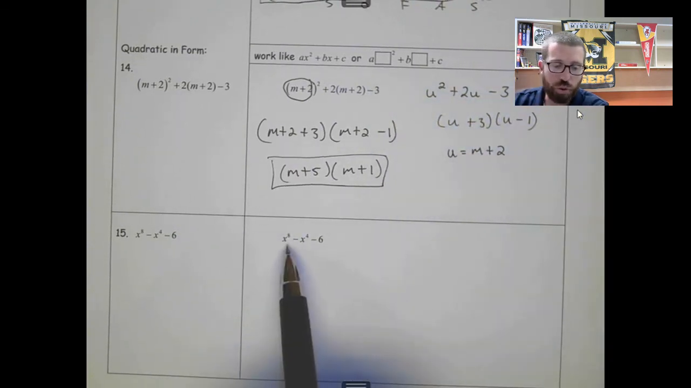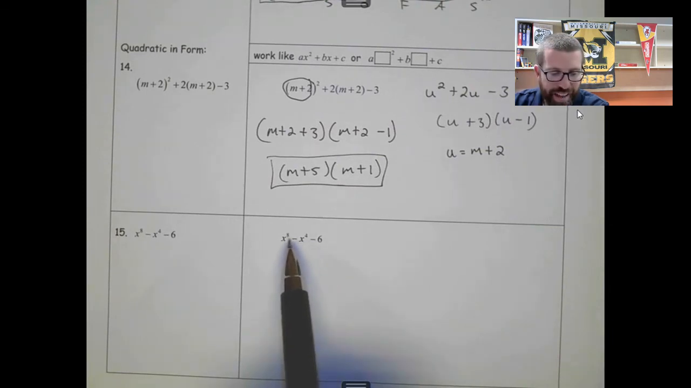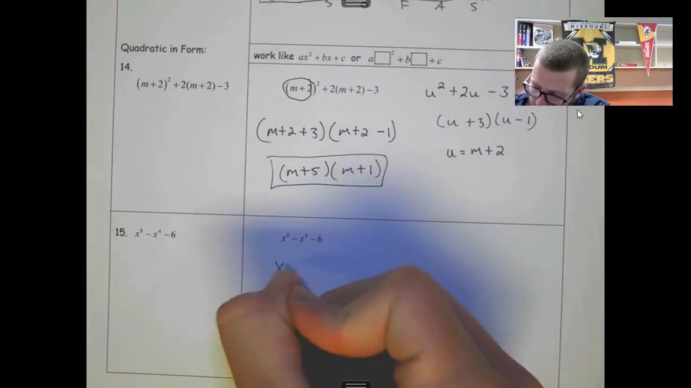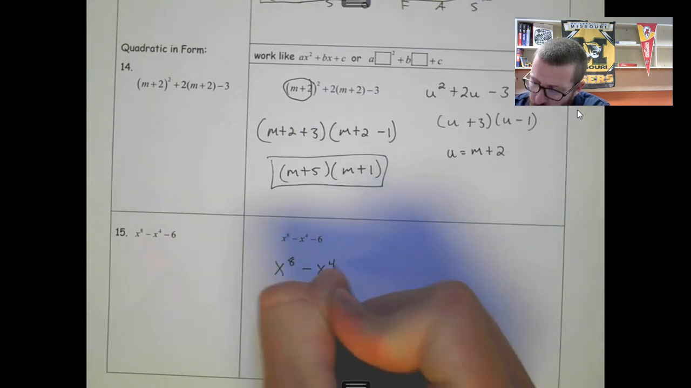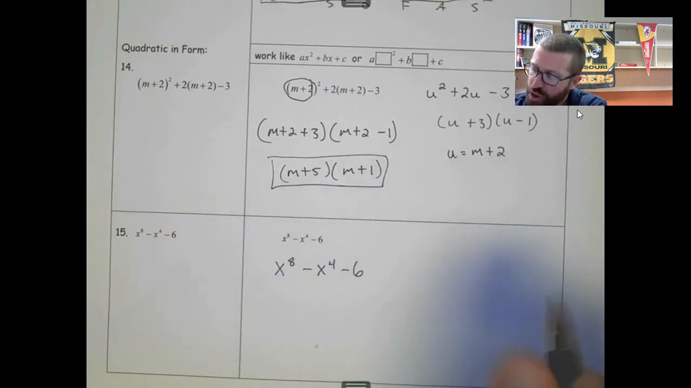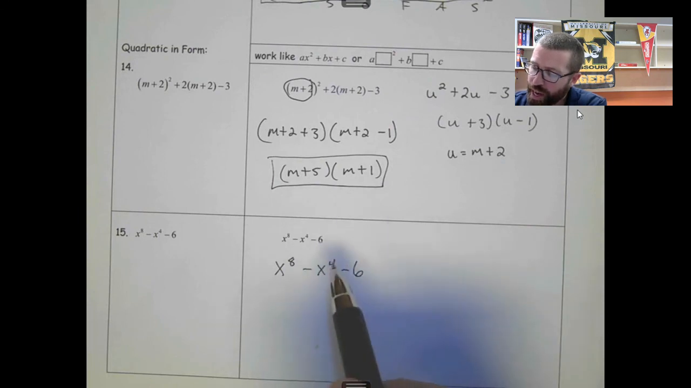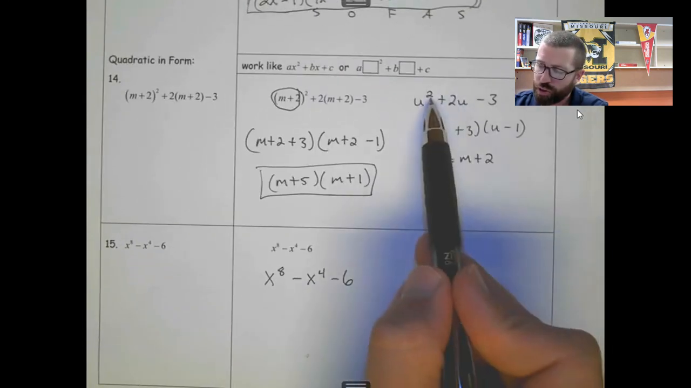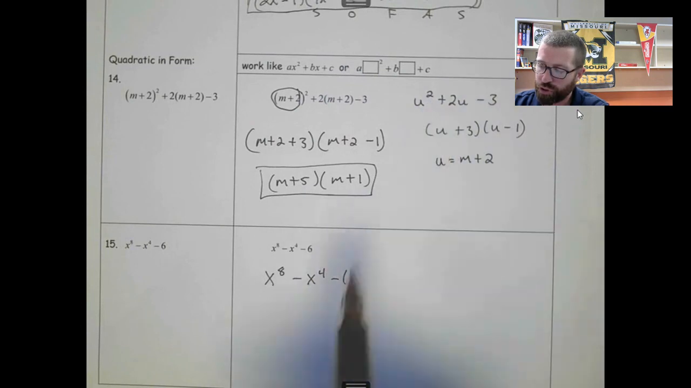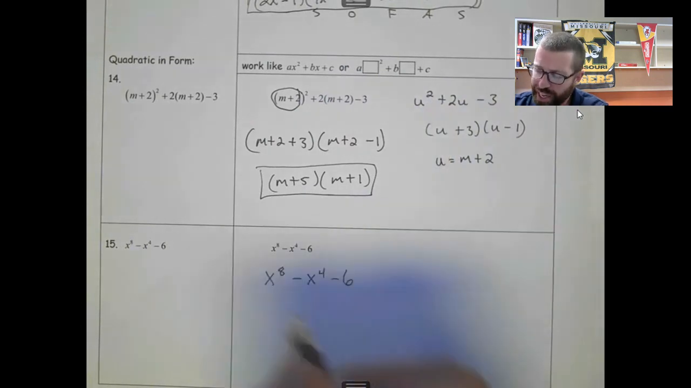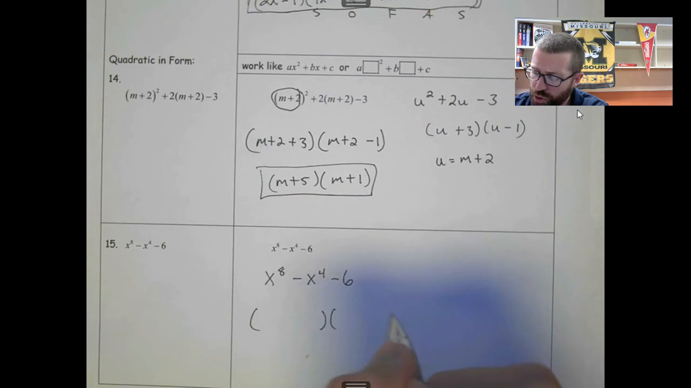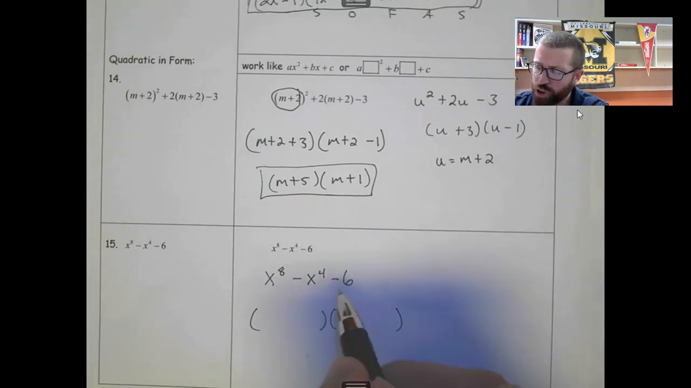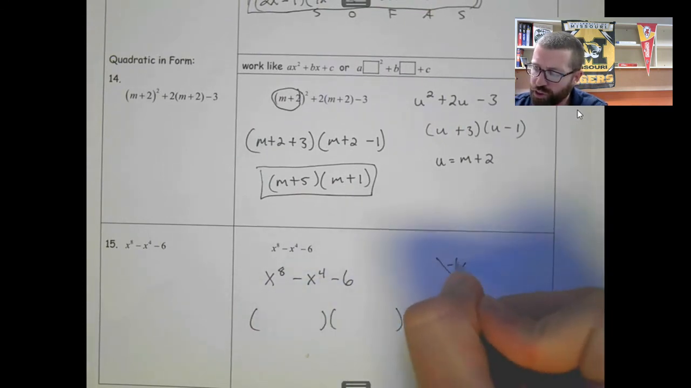With this one, notice the form. This is 8x to the 8th. I'm going to rewrite that. It's kind of small. Minus x to the 4th minus 6. And this pattern follows this quadratic form, where in a quadratic, if we go back up here, this exponent is half of this exponent. The same is true. So if we just guessed and checked our way through this, you know how to deal with the numbers, because we need two numbers that multiply to negative 6 and add to negative 1. So that's negative 3 and 2.